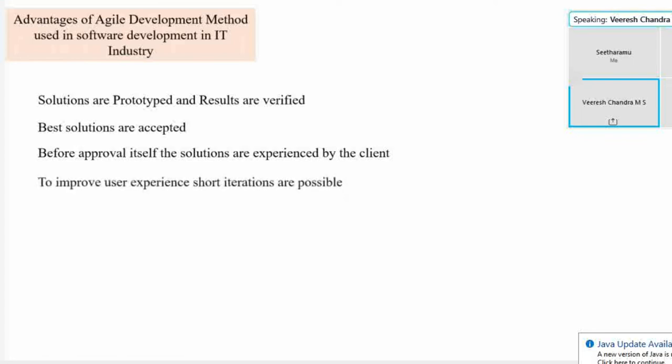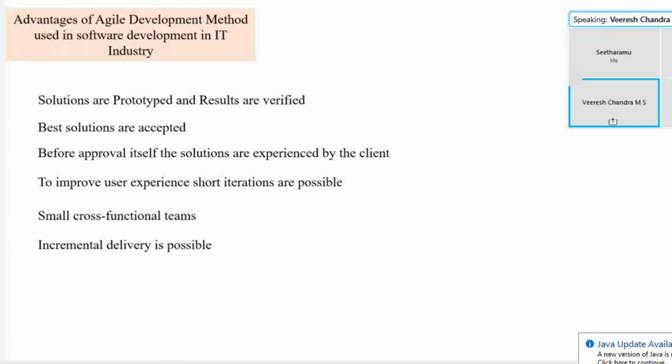To improve user experience, short iterations are also possible. So in order to improve the user experience, shorter iterations, instead of having three sprints, let us have even shorter iterations, and the improvement can be focused on. So we can use small cross-functional teams. Incremental delivery is possible, of course.